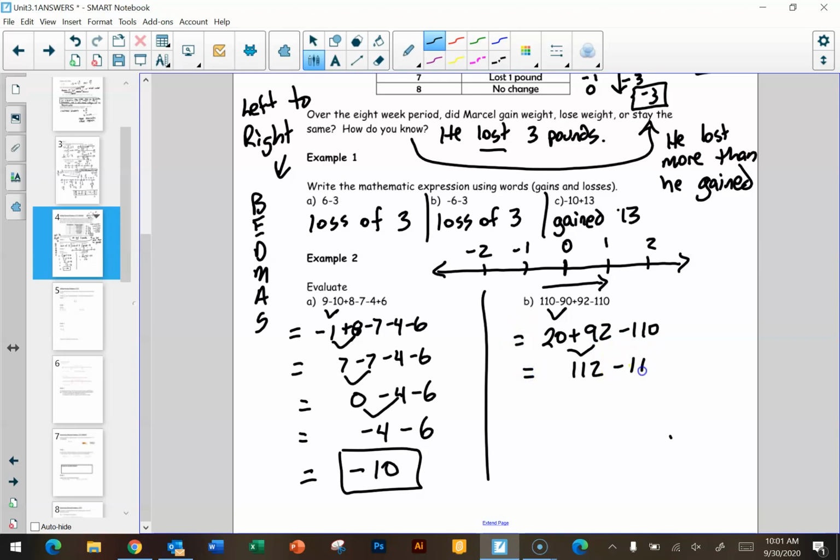And then we've still got minus 110. Okay, so we're at 112, way over here. And then because we're subtracting, we've got to take 110 steps back toward 0. So 110 steps gets us really close to 0, but not quite. Again, if I just told you 112 minus 110 in your head, all of you are going to be able to say that's 2.